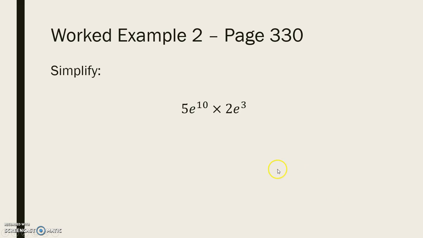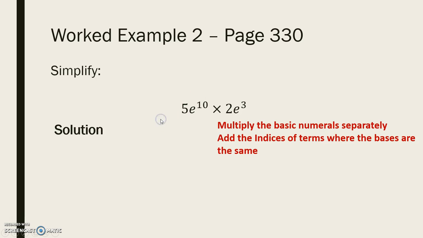So here's an example we can work with. 5e to the power of 10 times 2e to the power of 3. Now these have coefficients, that is numbers in front of them. So here's our solution. First step, multiply the basic numerals separately, that is our coefficients 5 and 2. Add the indices where the bases are the same. So our 2 basic numerals are 5 and 2, so we multiply them. I've separated them out to show you how you might do this. And our indexes are 10 and 3, so we're adding those together. So the solution to this problem is 10e to the power of 13, because 10 plus 3 is 13.